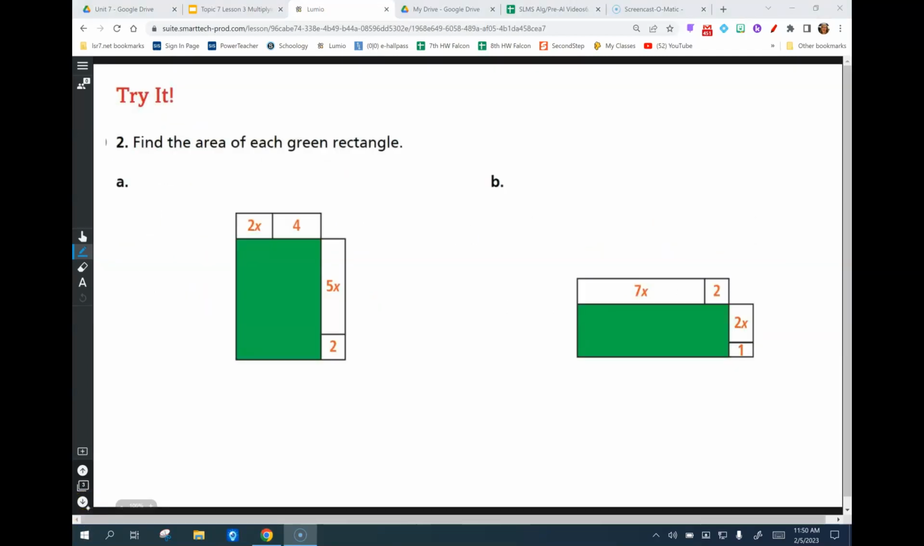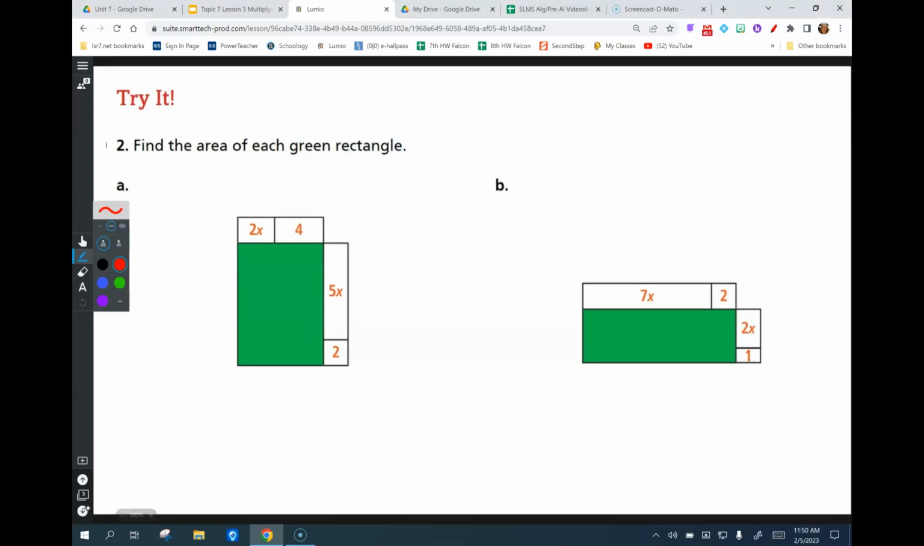So now we're going to find the area of each rectangle. What we're going to actually start off by doing is break it down into each little rectangle. So if I wanted to find the area of this rectangle right through here, I would take 2x times 5x. That would give me 10x squared. Then I would find this area. That would be a 4 times a 5x. That would be 20x. And then I'd take 2x times 2, and this would be 4x. Then I'd take 4 times 2, so that would give me 8.